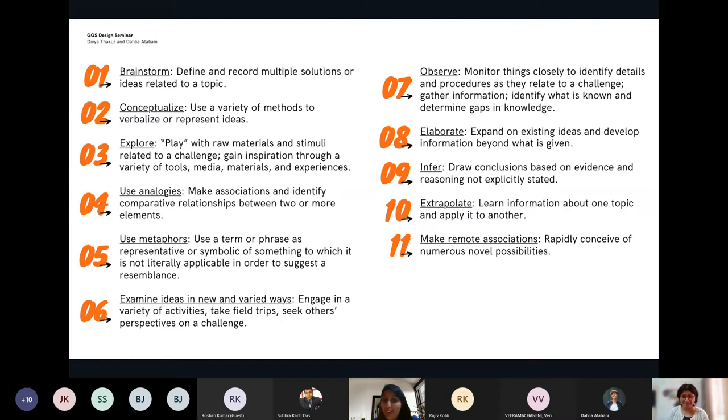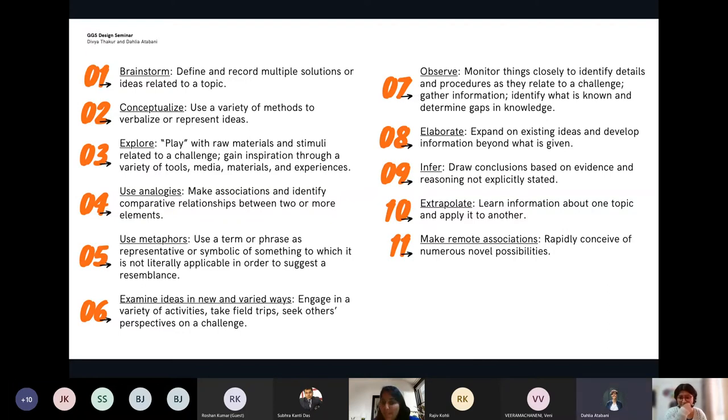So when we are talking about observe, monitor the things closely to identify details and procedure. I totally agree with them that it is a critical thinking skill, because first of all, when we come to the solution, or as there are already existing products in the market, we have to analyze it very critically. And after that, we have to come up with the ideas. So that's correctly saying that it is critical thinking.